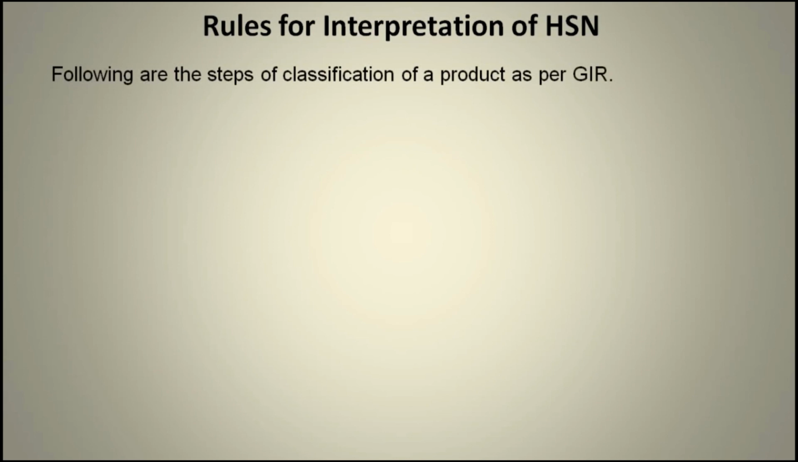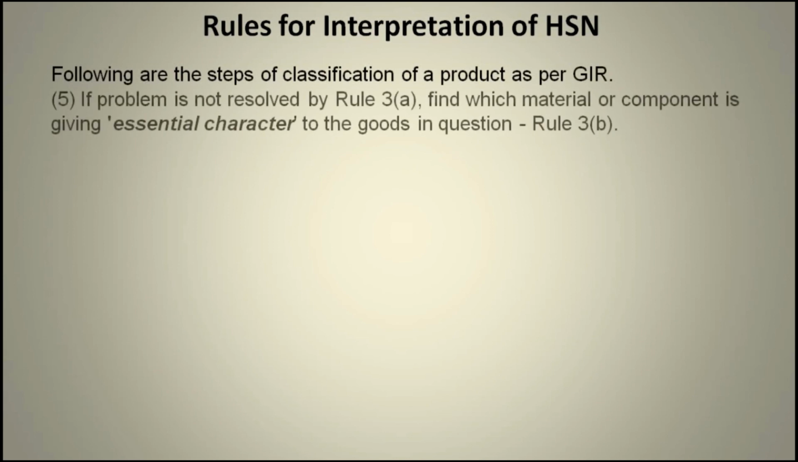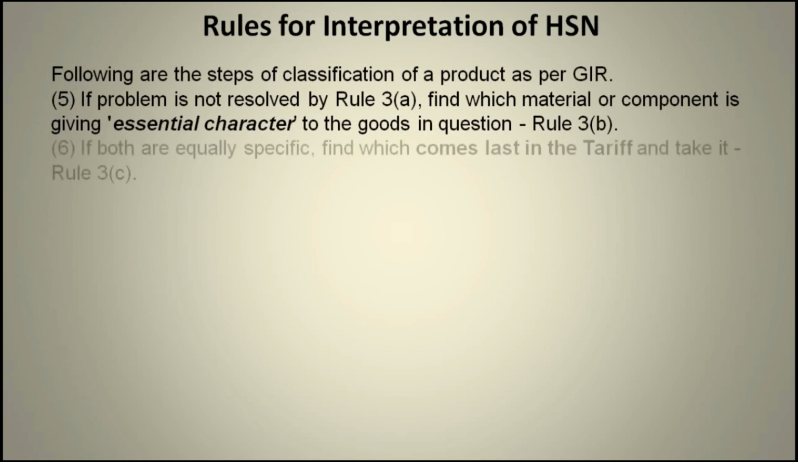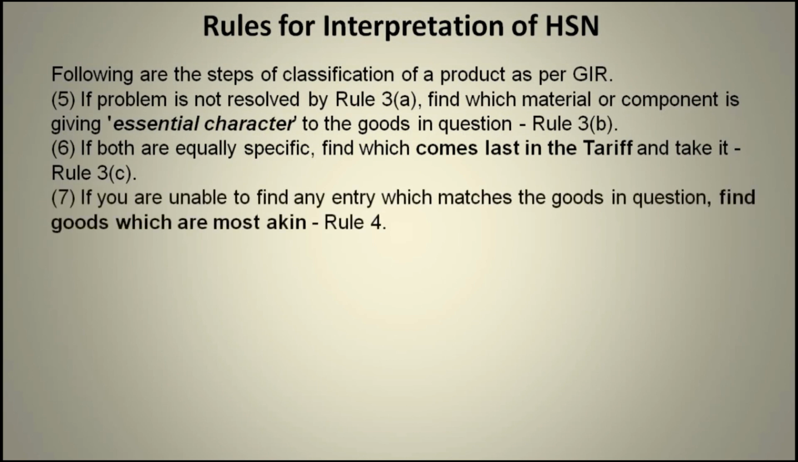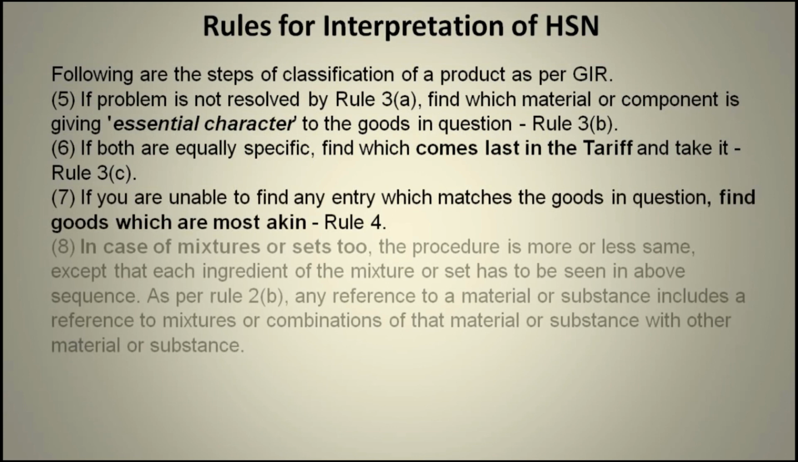Following are the steps of classification of a product as per the general interpretation rules. If the problem is not resolved as per Rule 3A, find which material or component is giving essential character to the goods in question. Rule 3B. If both are equally specific, find which comes last in the tariff and take it. Rule 3C. If you are unable to find any entry which matches the goods in question, find the goods which are most akin. Rule 4.